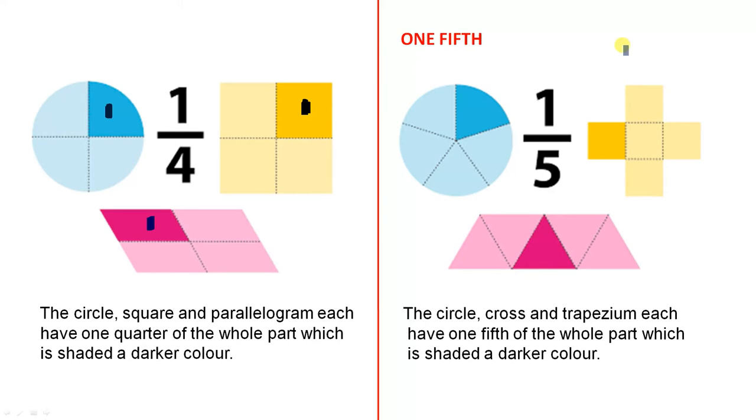And finally, 1/5, it's exactly the same concept. The circle, the cross, and the trapezium each have 1/5 of the whole part which is shaded a darker colour. There is 1/5, that's 1 out of 5, 1/5, which is 1 out of 5, and 1/5, which is 1 out of 5.